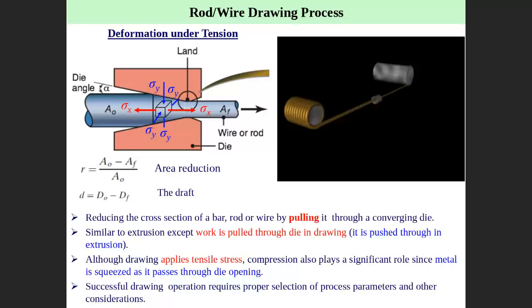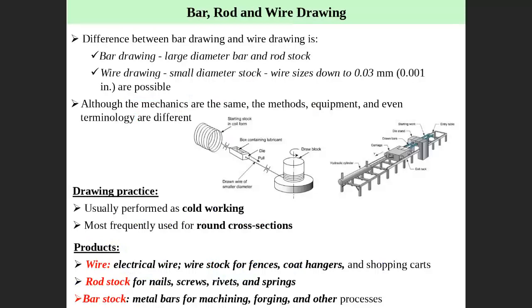So this is a wire drawing. When you talk about wire drawing, we have actually not only wire but also bar. What is the difference between bar and wire? Is there any difference? The bar is a large diameter. When the diameter is big, we call it bar drawing. Wire is a small diameter, down to 0.03 millimeter. The small one is a wire.